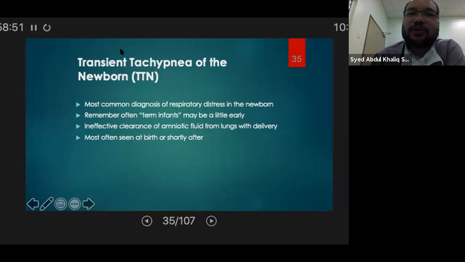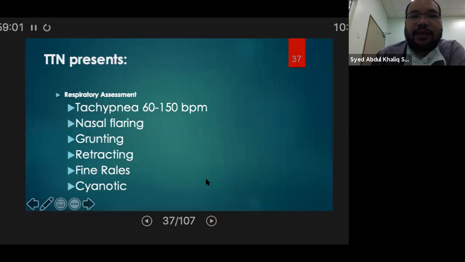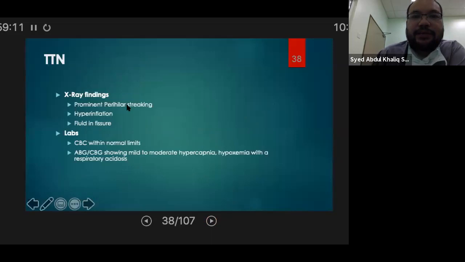More common with cesarean section, ada maternal analgesia dan sebagainya. And then tachypnea usually 60 up to 150, ada nasal flaring, all the signs of respiratory distress. And then X-ray, you can see increased perihilar streakiness, hyperinflation, fluid in the fissure. Because CRP normal sebab tak ada infection lah. It is just a transient problem.